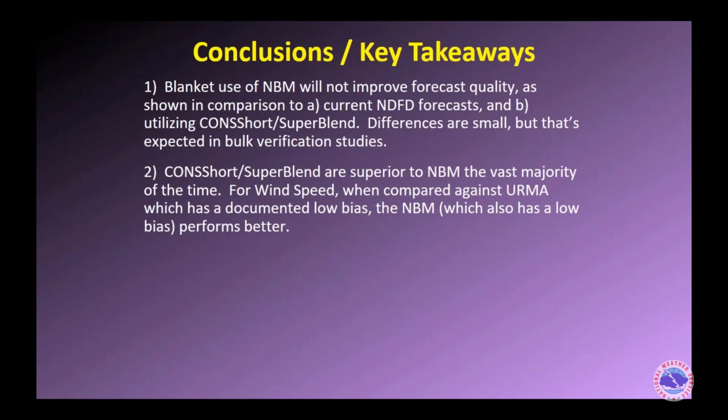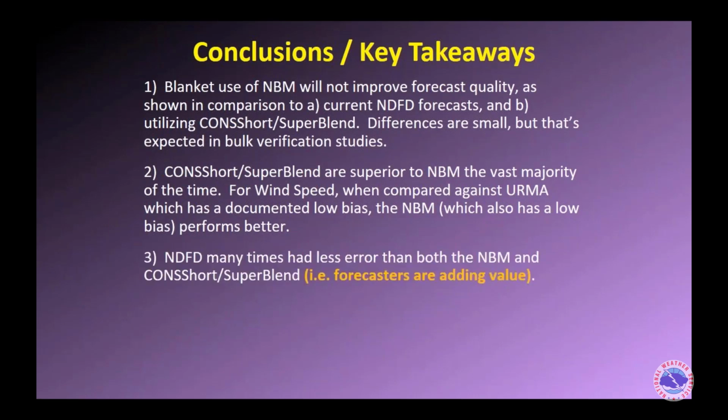And like I said, the contour and superblend, as I already mentioned, is superior to the MBM the vast majority of the time, except for wind speed, which I talked about the issues with the Irma and the MBM. NDFD many times has less error than both the MBM and the contour superblend. So this goes along with what I said before. The forecasters are clearly adding value onto the forecast, especially in the earlier time frames, but even in the later time frames, where the mean absolute error of the NDFD is less than the MBM for pretty much every field.